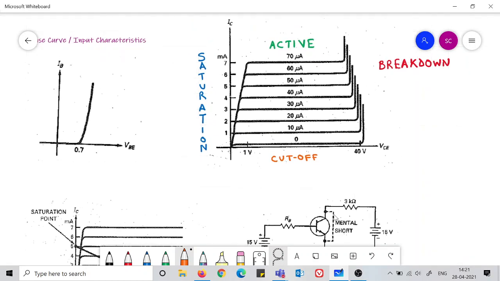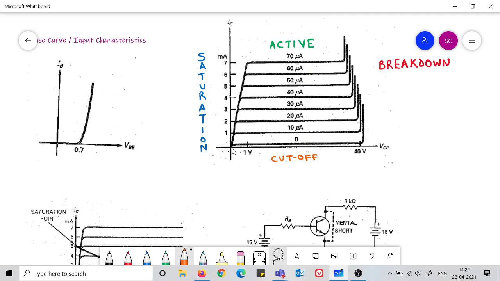Why are they saying mental short? This condition never appears actually, because in reality the current is rising and it has a slope associated with it. So when VCE is 0, the IC is also 0. But since this is a very small amount of voltage, we may consider that this region is basically a straight line in this axis.